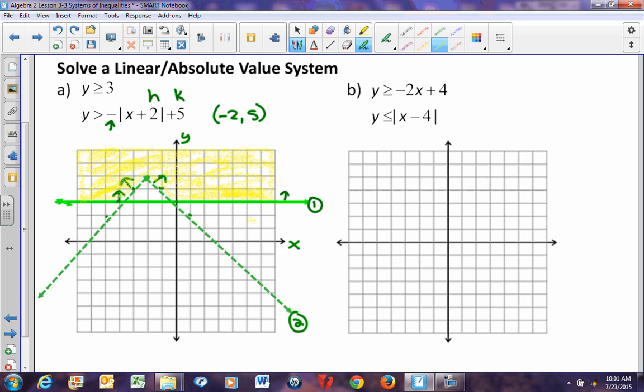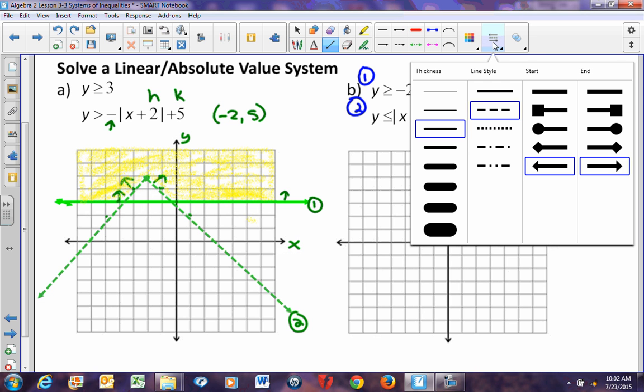Let's take a look at letter B here. y is greater than or equal to negative 2x plus 4, and y is less than the absolute value of x minus 4. So let's take the first one, which is a line. We're going to go up 4: 1, 2, 3, 4. Slope is negative 2, so down 2, right 1, down 2, right 1. It's a line. Okay, so I'm just going to make sure I have my line.